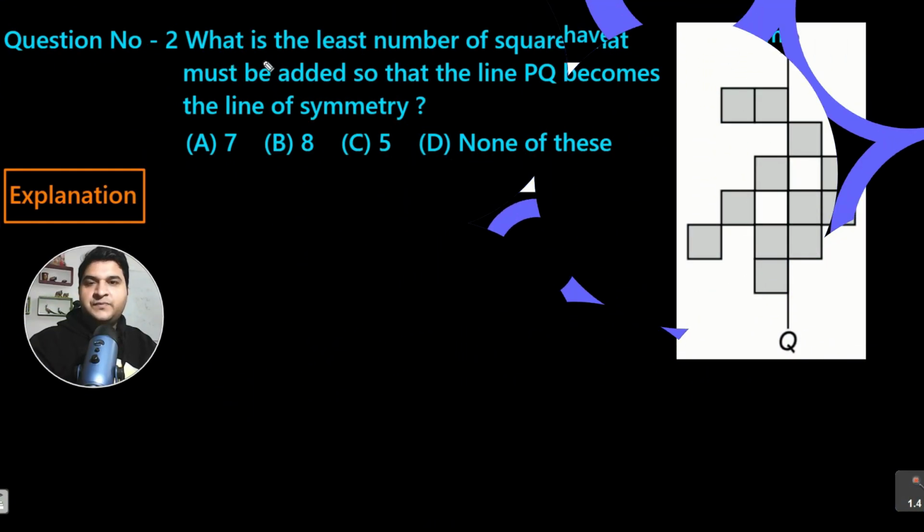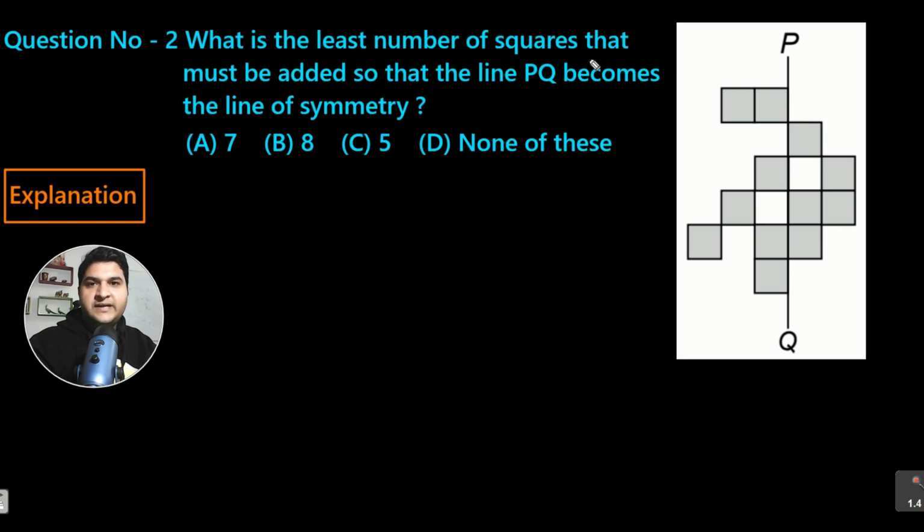Now question number 2. What is the least number of squares that must be added so that the line PQ becomes the line of symmetry? So here we have 4 options over here. So let's try to solve this problem.